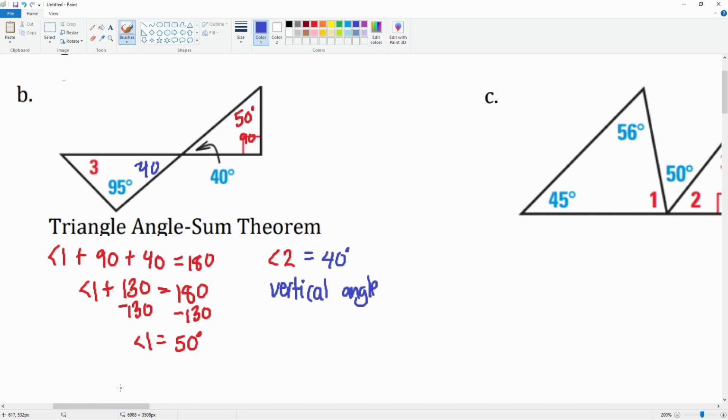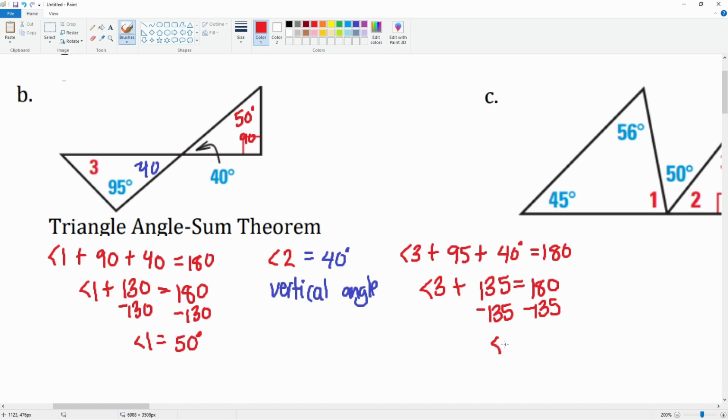Now we can set up an equation for angle 3. Angle 3 plus 95 plus 40 degrees is going to equal 180. 95 plus 40 is 135. So angle 3 plus 135 is equal to 180. Subtract 135 from both sides. You get angle 3 is equal to 45 degrees. Okay, so you can say that this is also 40 degrees here.